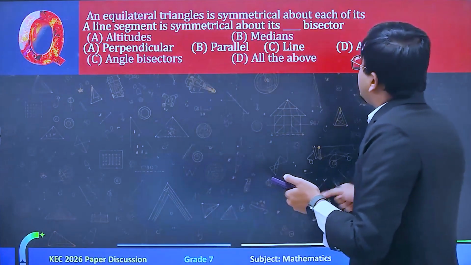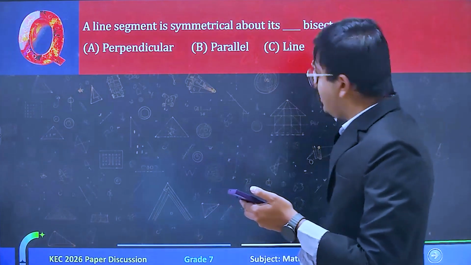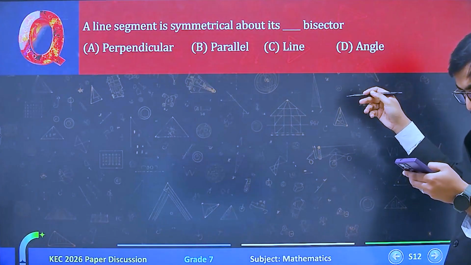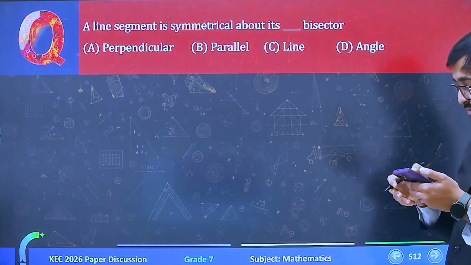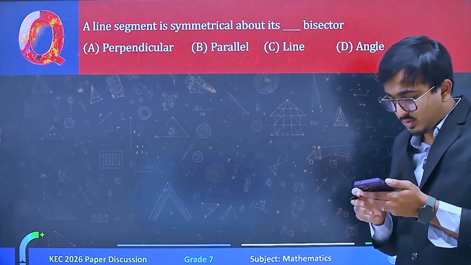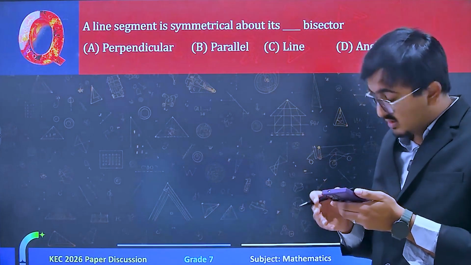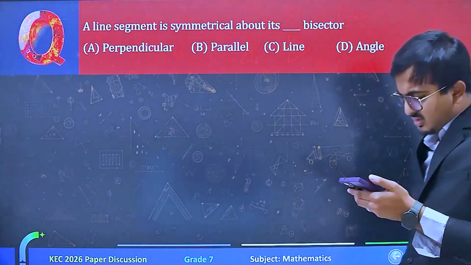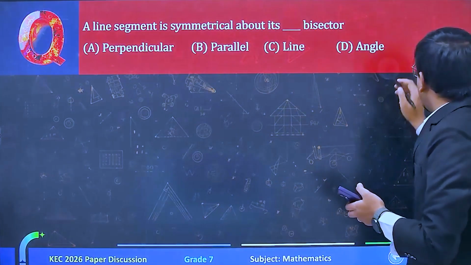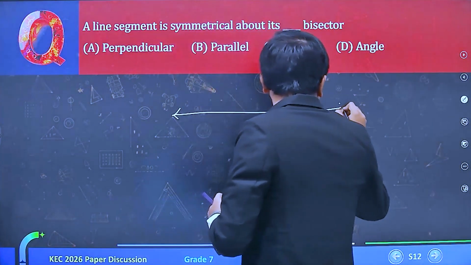Okay, fine. Next. A line of symmetry is symmetrical about a dash. Come on. Which one? A line segment is symmetrical about. Which bisector? Come on. Line bisector, no. Okay. C. This is a bit tricky. I get it. Please look into it.